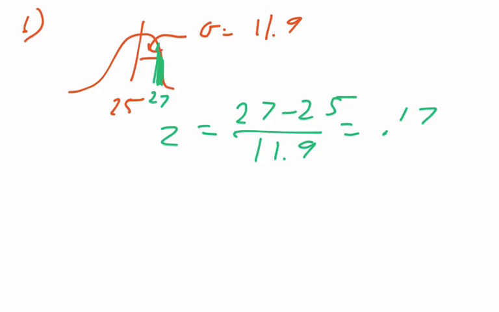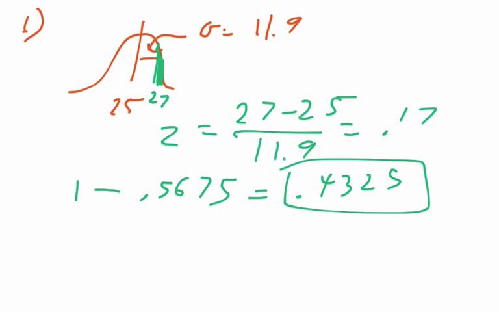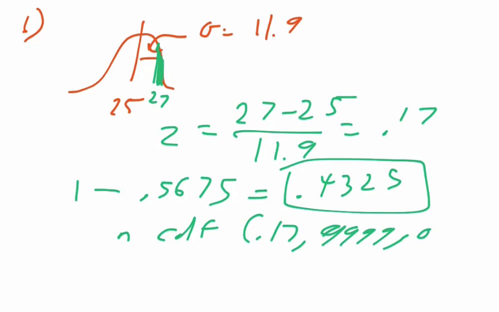If you look up 0.17 on the table, you would get 0.5675, but because we're doing bigger, we're going to subtract that from 1. So that's 0.4325. For those of you using normal CDF, we go from 0.17 to 9999 with a mean of 0 and a standard deviation of 1, and we come up with the same answer.